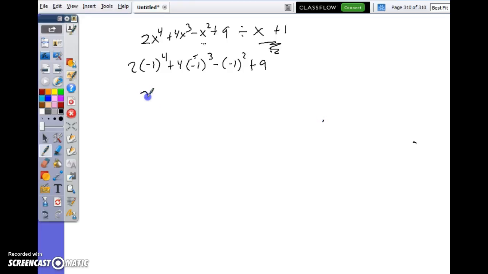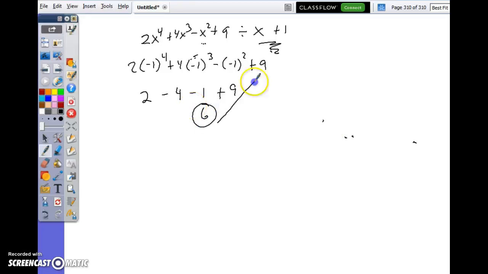So I would get 2 minus 4 plus 1 plus 9. Is that agreed? Why do you get +1? I don't. I get -1. Thank you. But it doesn't work either way. So I solve this and I get 11 minus 5, I get 6.